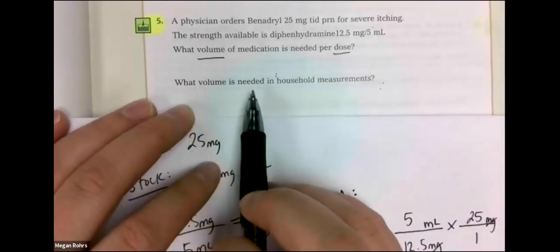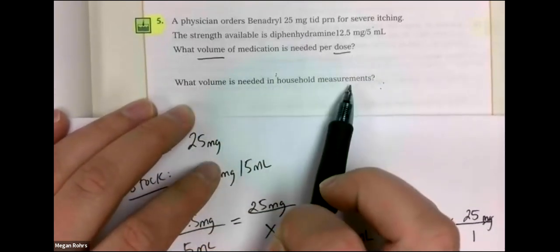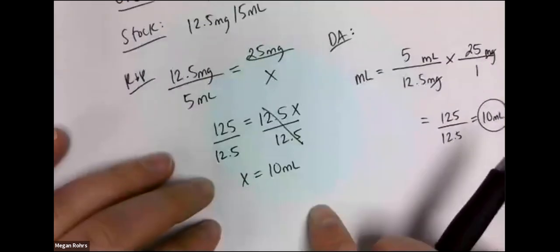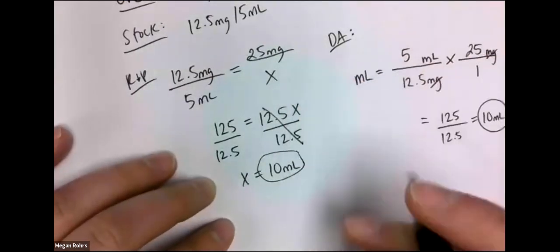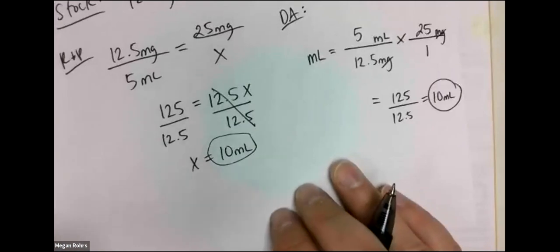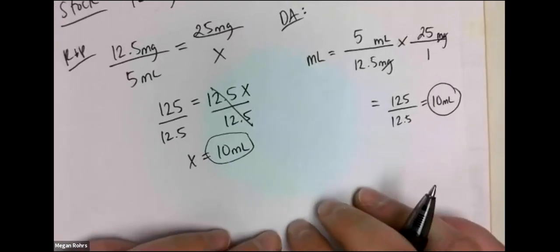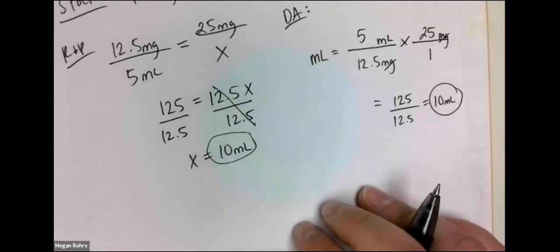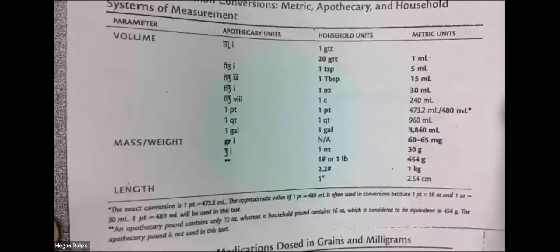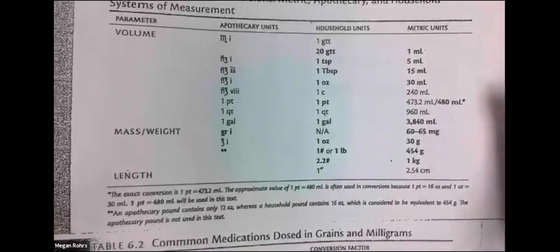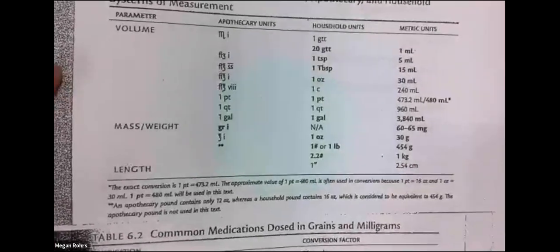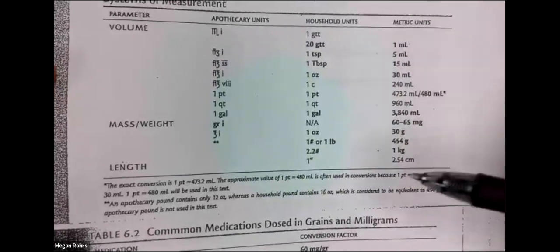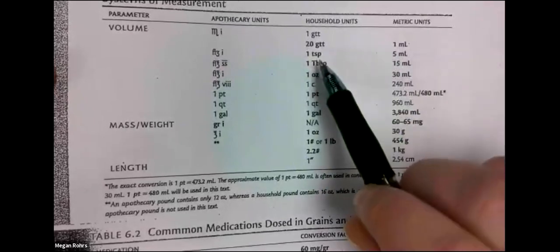Now it says what volume is needed in household measurements. So remember, milliliters are metric. So they're asking us if we were measuring this in household, what unit could we use? Well, hopefully you're getting familiar with some of these units here. One that we use most often, probably in oral liquid medications, would be the teaspoon or the tablespoon.